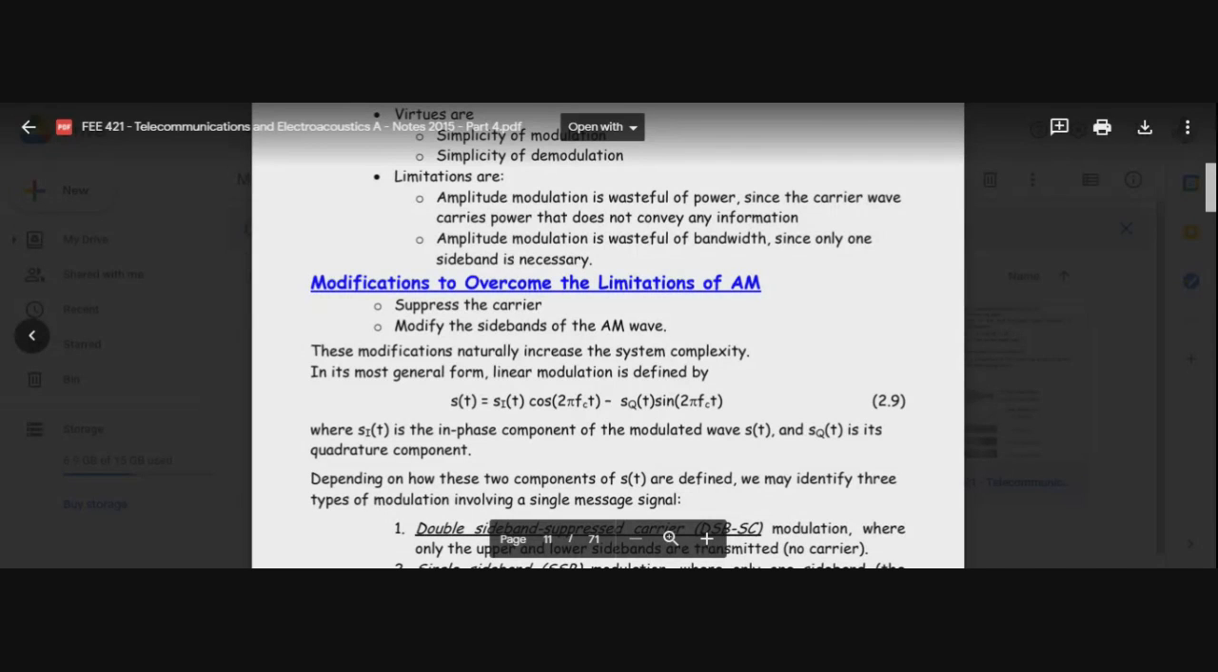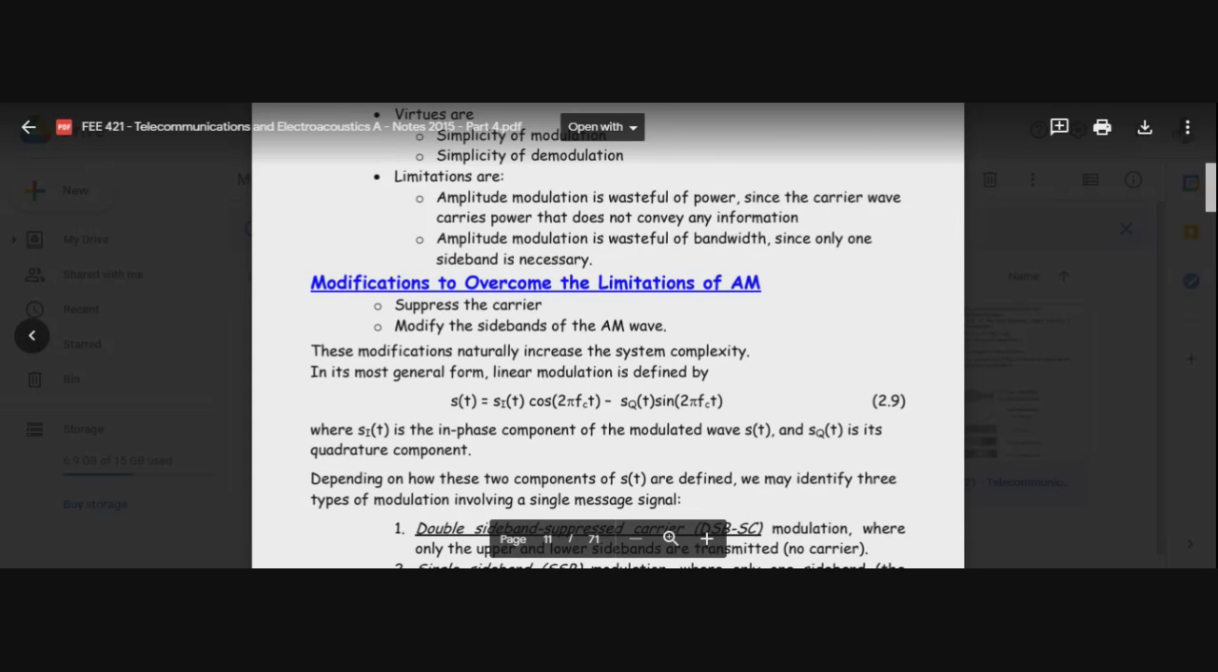in practice. So, in the most general form, you can have this so-called analytic representation of linear modulation, where if you have a signal s(t), you can write it in terms of a cosine and a sine: S_I(t) cos 2 pi f_c t minus S_Q(t) sin 2 pi f_c t. That's what we wrote earlier on. The amplitude modulated signal could be written like this.